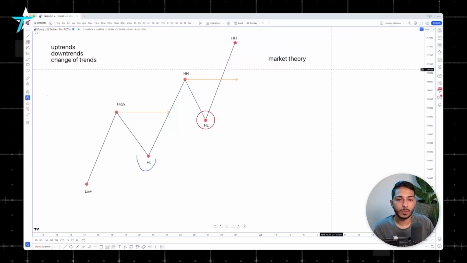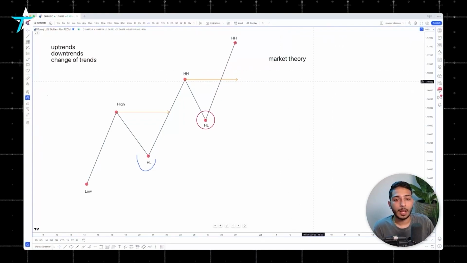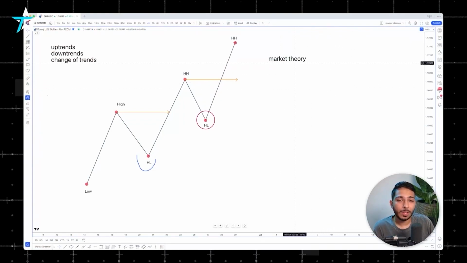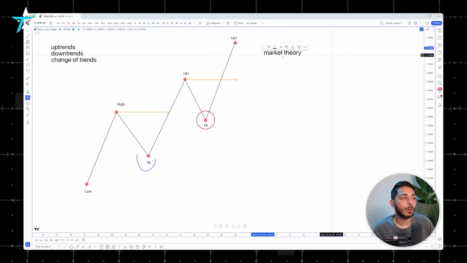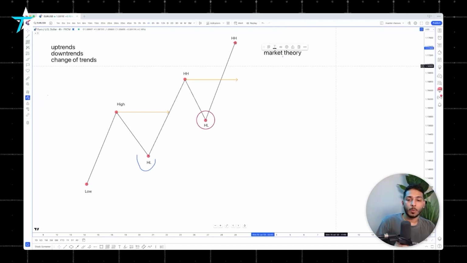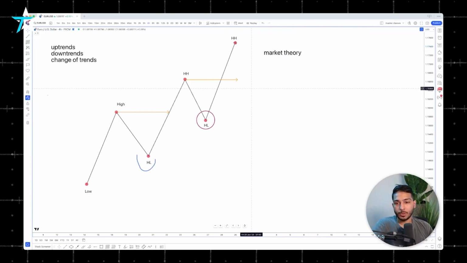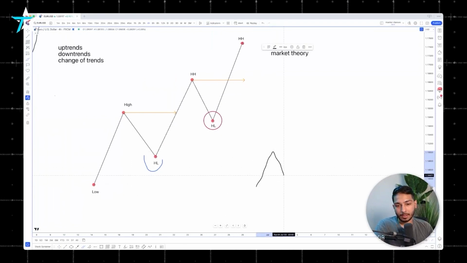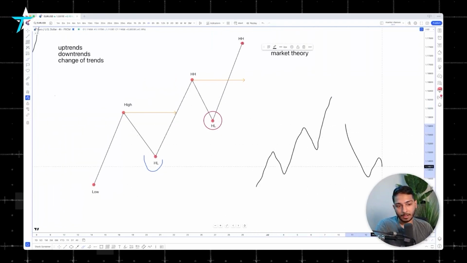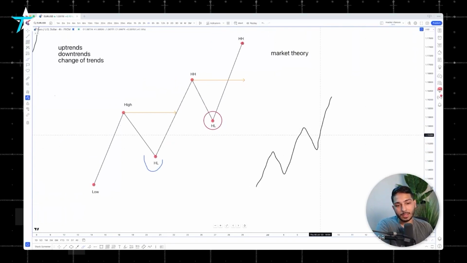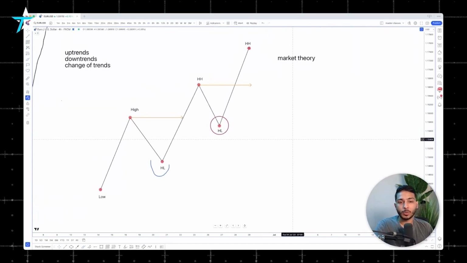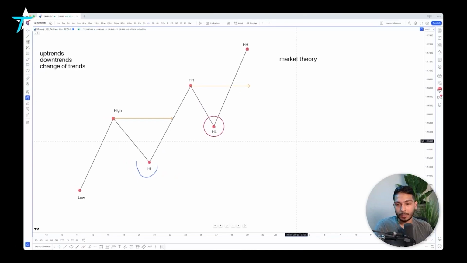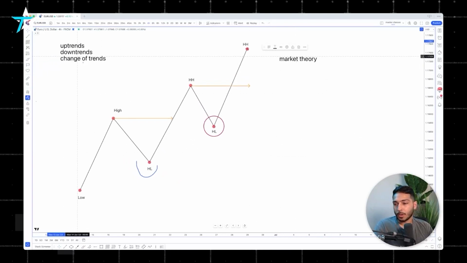The first thing is, when it comes down to market structure, we have what we like to call market theory and then market reality. When it comes down to market theory, what I want you guys to understand is that there's a theory of how price is supposed to be delivered, aka an uptrend should look like this, a downtrend should look like this. That's the theory overall of how price should work in the market. In this example, we're going to talk about uptrends, downtrends, and change of trends.